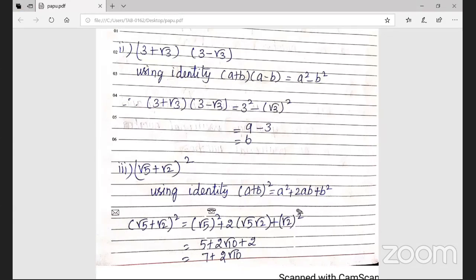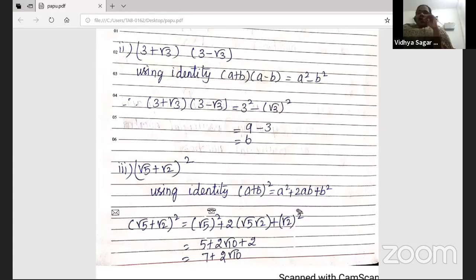Divya ma'am, you can start now. Okay. Now see, root 5 plus root 2 the whole square. The question is in the identity form. So a plus b the whole square. I hope you all students know the formula. It's very good that you know all the formulas. Okay, so we are very happy. So a plus b the whole square is a square plus 2ab plus b square. So here your a value was root 5 and b value was root 2. So root 5 the whole square plus 2 into root 5 into root 2 plus root 2 the whole square.